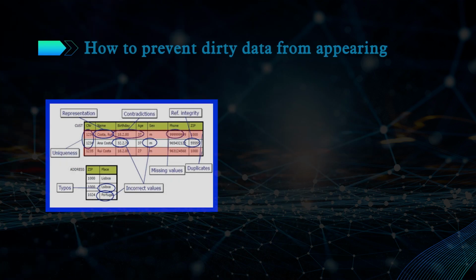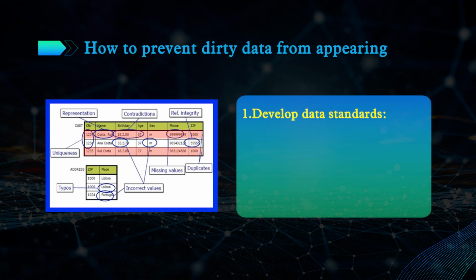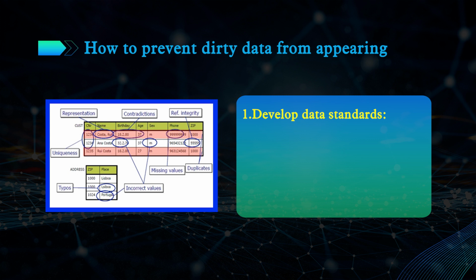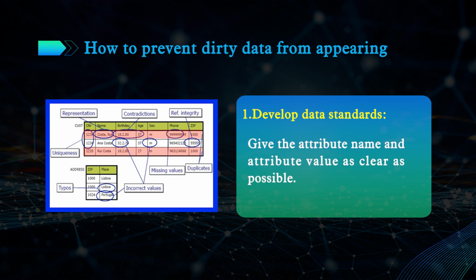How to prevent dirty data from appearing? We can try two different ways. The first one, develop data standards, and unify the attribute value encoding of multiple data sources. Give the attribute name and attribute value as clear as possible.